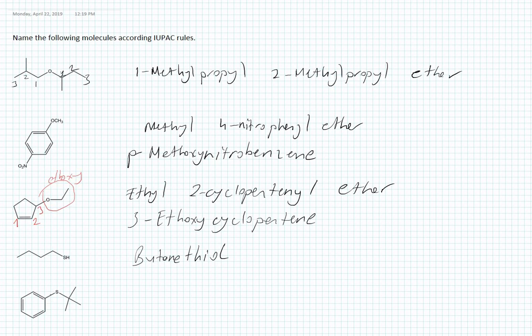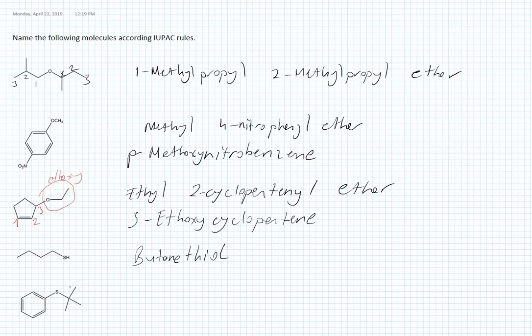Okay, the next option, the last question is naming of RSR. So basically we have two alkyl parts connected with a sulfur. This is a sulfide. Okay, so let's look at how we can name sulfides. Sulfides are named similar to ethers. You have to say alkyl sulfide.